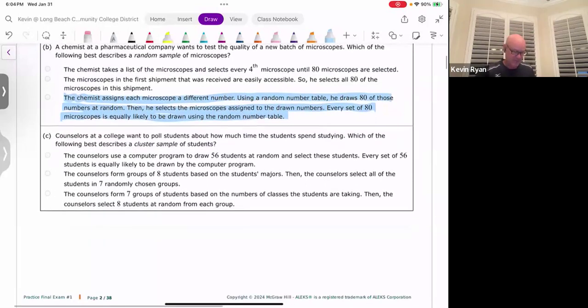All right, and part C, counselors at a college want to poll students about how much time the students spend studying. Which of the following best describes a cluster sample? Remember, a cluster sample is when there's a bunch of groups and we select some of the groups and test everything in each of the groups. First choice, the counselors use a computer program to draw 56 students at random and select these students. Every set of 56 students is equally likely, okay, that's a random. Counselors form groups of 8 students based on the students' majors. Then the counselors select all of the students in 7 of the groups randomly. That is definitely a cluster.